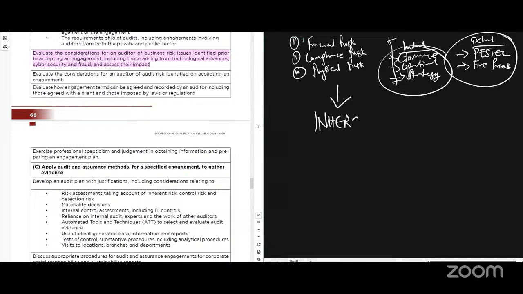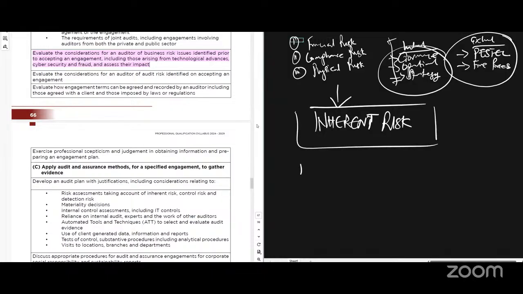So inherent risk is a risk that is tied to your business such that you cannot set proper controls for it. For instance, if I'm in the technology industry, one of the risks is inventory obsolescence. Do you guys agree? Yeah.